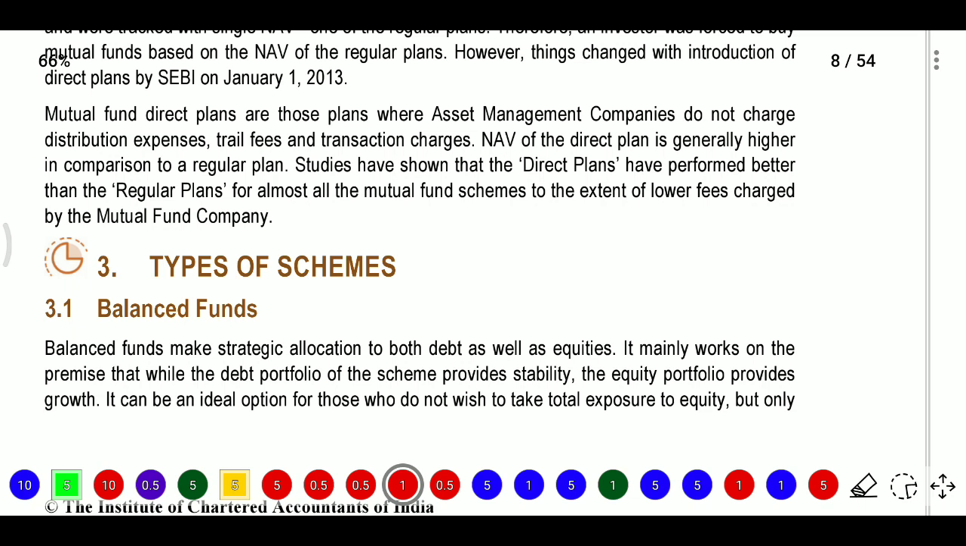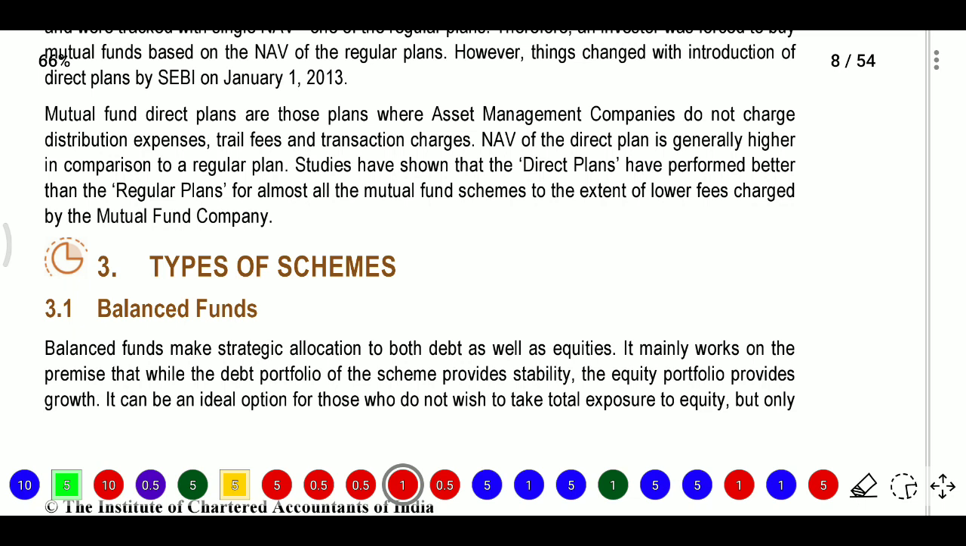Direct plan means the investor will directly enter into the mutual fund, so there is no middle person, no agent, so they cannot charge distribution expenses or trail fee and transaction charges. They will only charge the management fee because they will manage our fund, whereas the NAV of the direct plan is generally higher in comparison to the regular plan. The NAV will be higher because we do not have expenses. When expenses are not there, all the income accumulates in the NAV, so the NAV will increase.